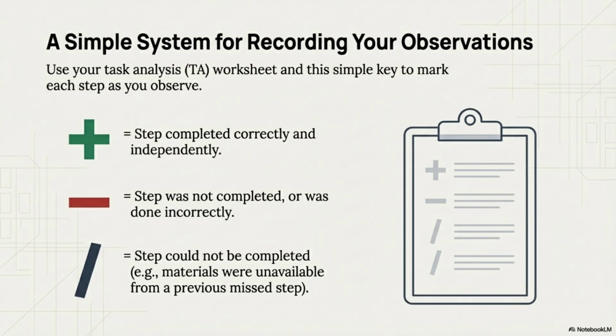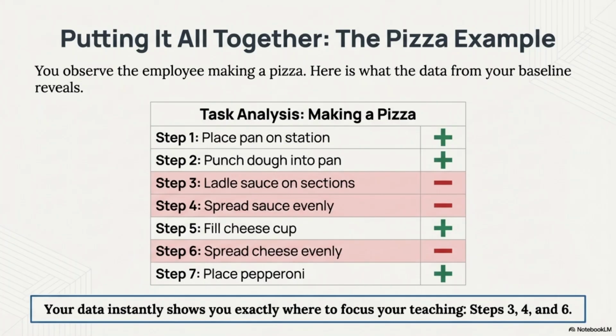Let's use the pizza example. During baseline, you observe. Step 1, place pan on station: plus, did it correctly. Step 2, punch dough into pan: plus, did it correctly. Step 3, ladle sauce on sections: minus, forgot this step. Step 4, spread sauce evenly: minus, couldn't do it because step 3 wasn't done.